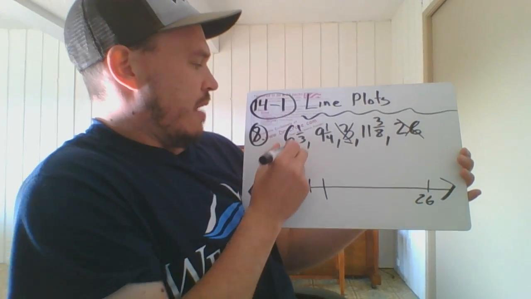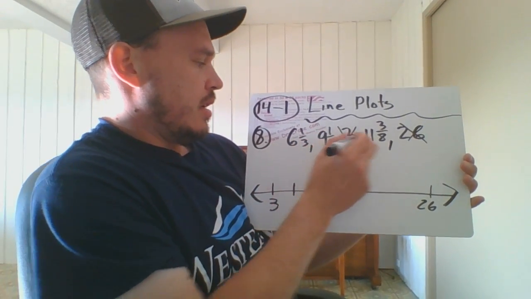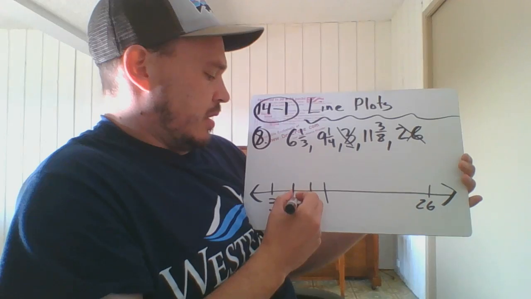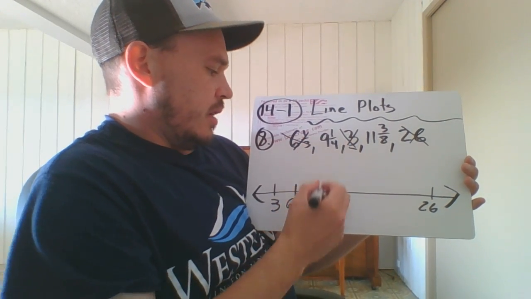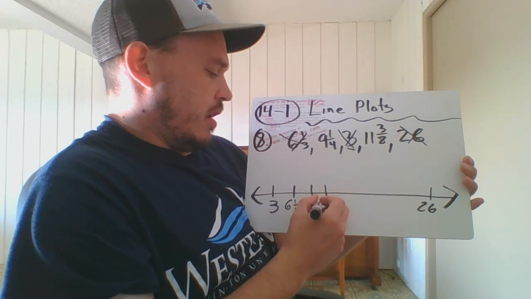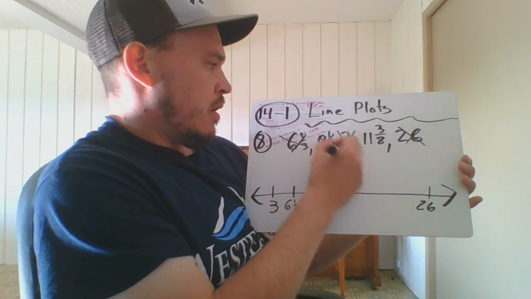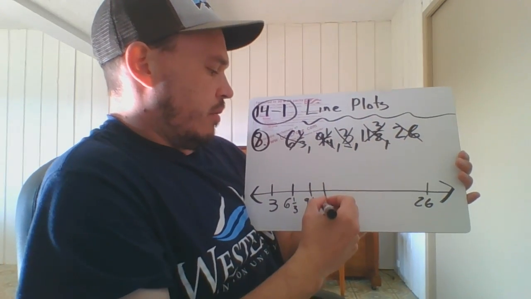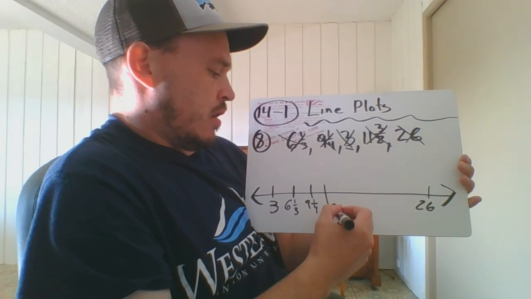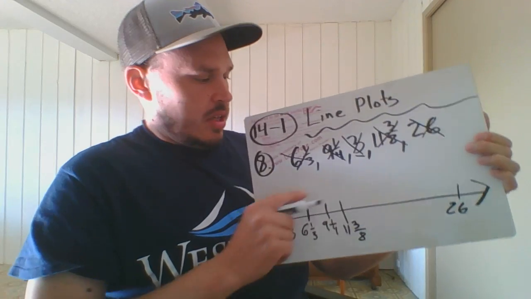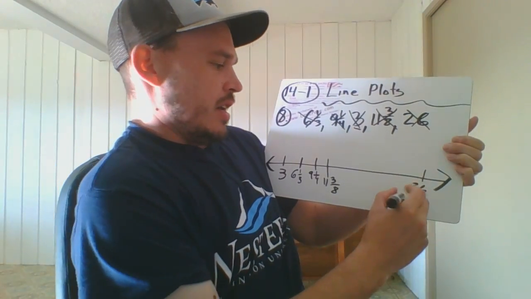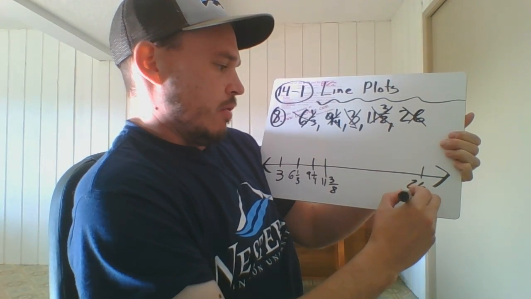So next, what comes after 3? 6, 9, 11. So I'm going to put 6 and a third right here. Then I'm going to go with 9 and a fourth right here. And then 11 and 3/8 right here. And then there's this huge gap. So what I'll write down is 26. That is an outlier.